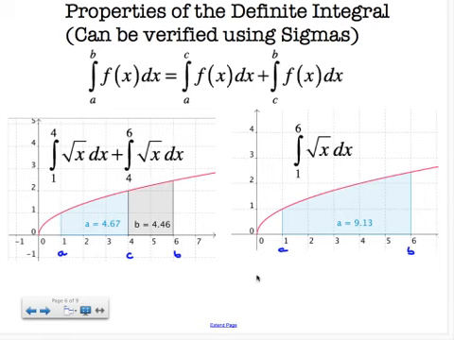Just like if I take a Hershey bar, break it into 2 pieces, I should still have the same amount of chocolate. So in this case, we're saying the integral from 1 to 6 of the square root of x should be the same as the integral from 1 to 4 plus the integral from 4 to 6. In other words, the area from 1 to 4 plus the area from 4 to 6 better be the same as the area from 1 to 6. And you can verify that that's true.